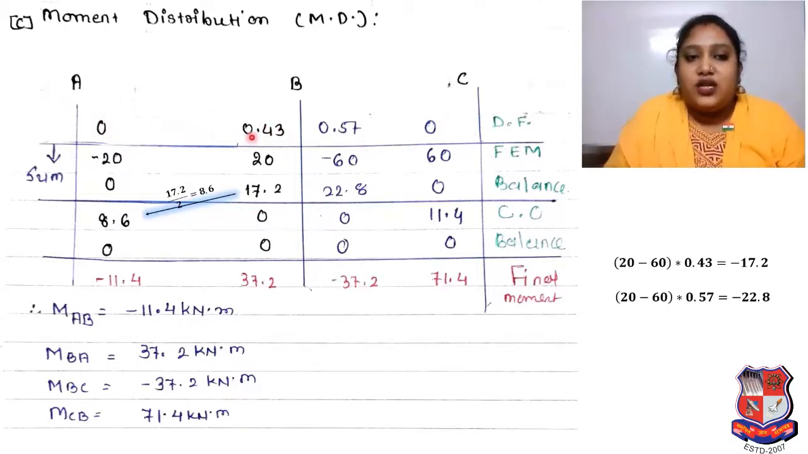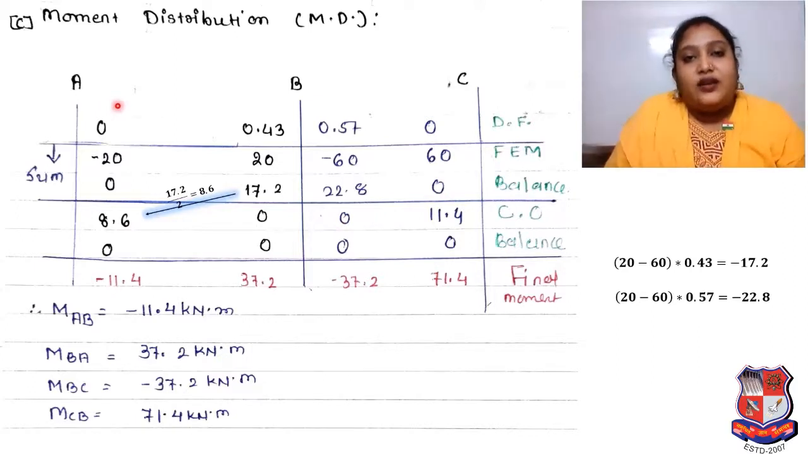For the BA portion it is 0.43 and for the BC portion it is 0.57. Then whatever fixed end moments we calculated, we write over here: minus 20, plus 20, minus 60, plus 60. Now in the previous problem we made it balanced, and we did minus 20 plus 20, 60 minus 60, and got 0, but that was simply supported.